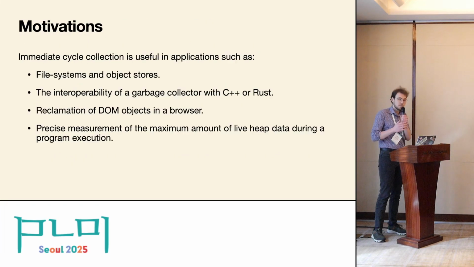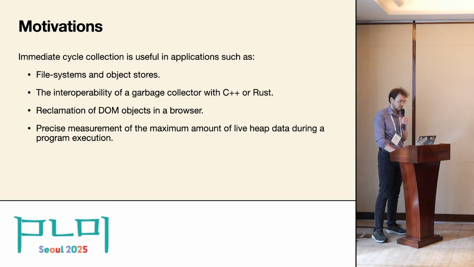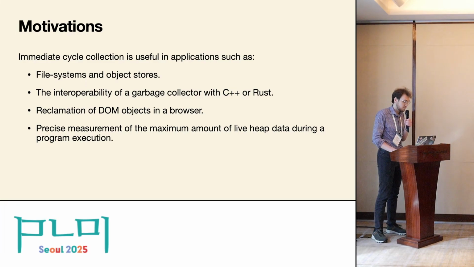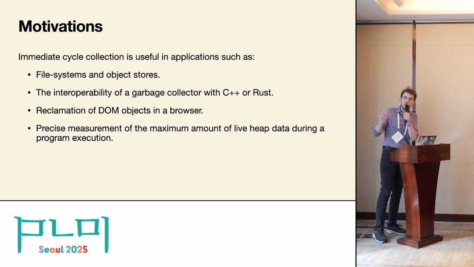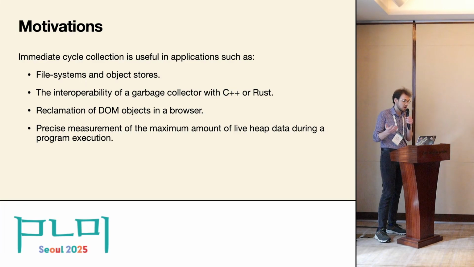So why do we want to collect cycles immediately? There's a couple of applications that are interesting, but most of them revolve around finalizers. So doing something when a certain part of memory is removed. For example, if we had the ability to collect all garbage immediately, we could interoperate with a garbage collector with, for example, C++ or Rust destructors.